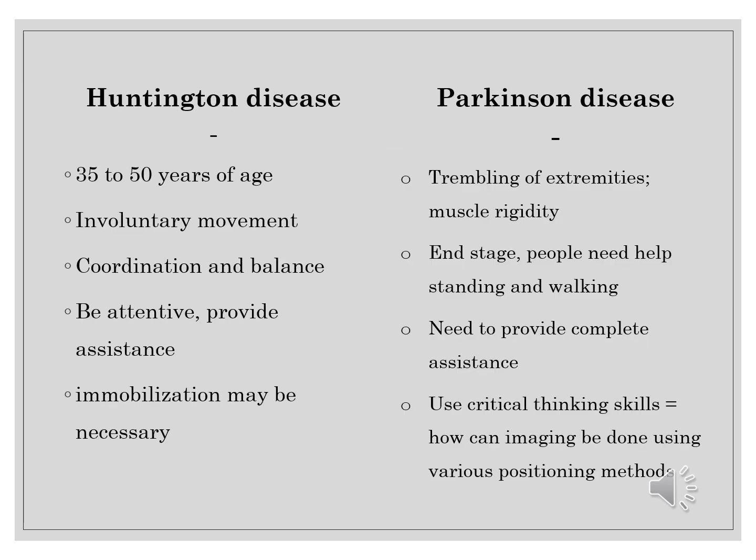Huntington's disease is characterized by degeneration of neurons in the brain, typically manifesting between the ages of 35 and 50. Symptoms often involve involuntary movements of the feet, fingers, face, or trunk of the body, along with difficulties in coordination and balance. When imaging patients with Huntington's, radiographers should be attentive to their needs and ready to offer assistance if required. Also, immobilization techniques may be necessary during imaging procedures, especially when imaging the extremities, to ensure patient safety, reduce radiation exposure, and optimize image quality.